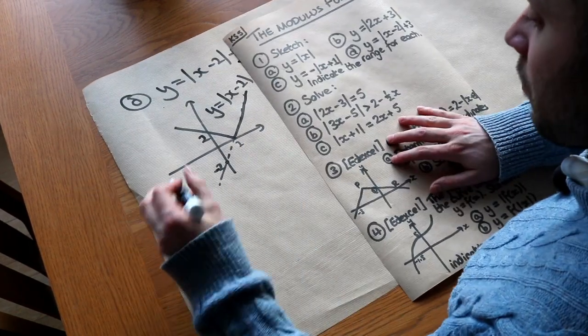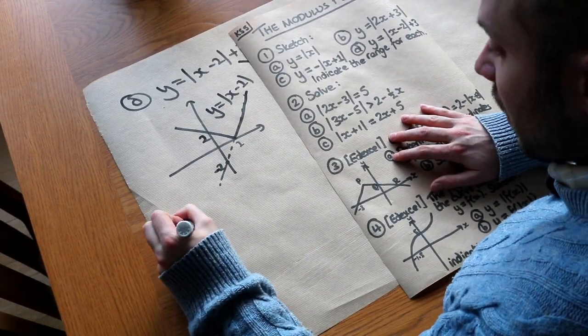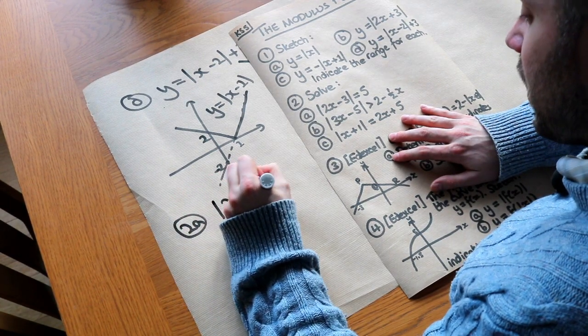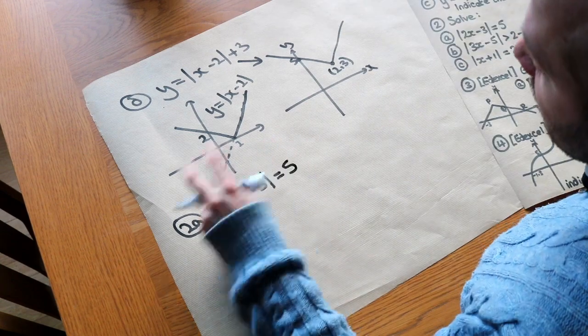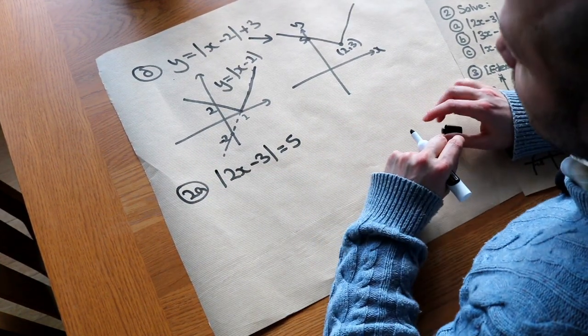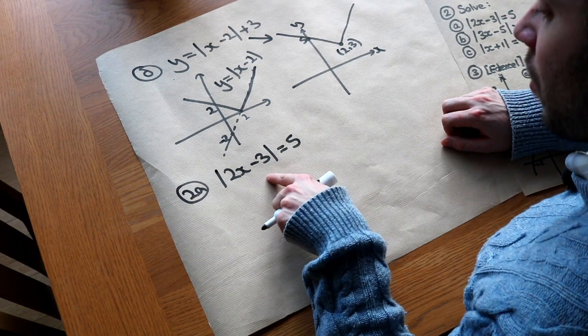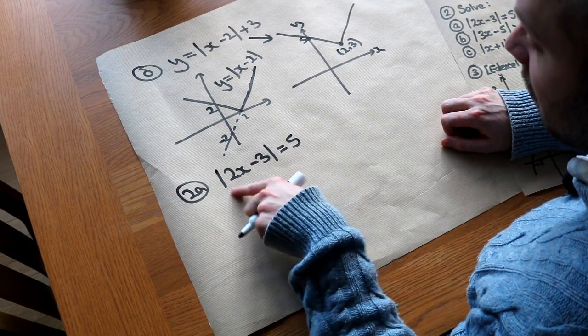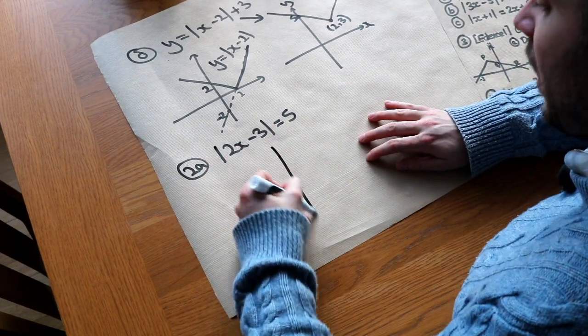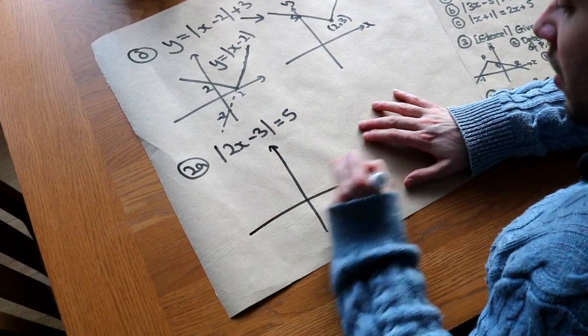Now we're going to solve some modulus equations, and the way to do this is by just a bit of sketching. So we've got the modulus of 2x minus 3 equals 5. Now we've seen in a separate video that a strategy for solving equations is to sketch each side of the equation. So we could sketch y is equal to the modulus of 2x minus 3, and we could sketch y equals 5, and then find the points of intersection of those two lines.